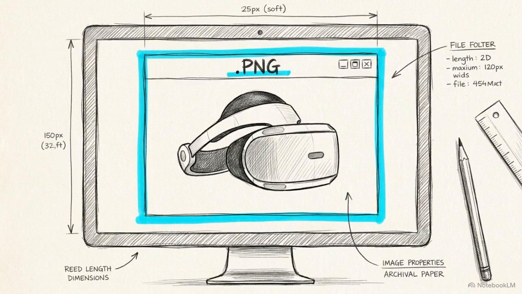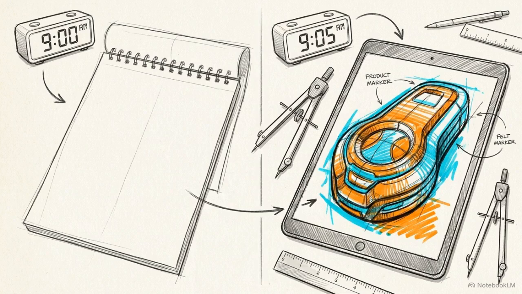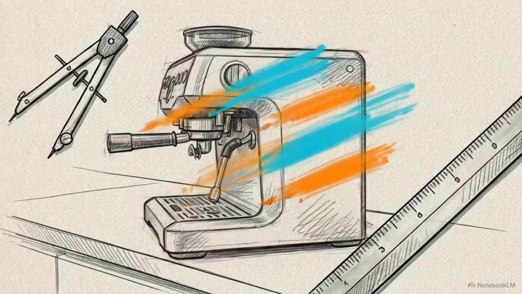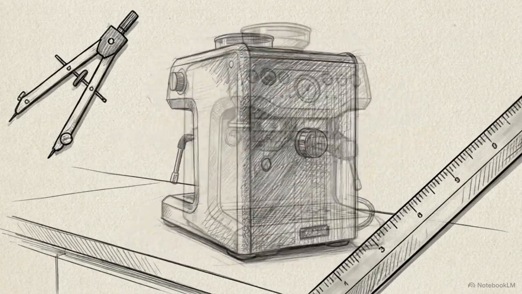But you have to accept the trade-off. The output is entirely static. You cannot rig this asset, animate it, or drop it into an interactive game engine. By sacrificing true 3D interactivity, you gain speed. You secure premium, realistic product shots without ever having to learn how 3D modeling or topology actually works.